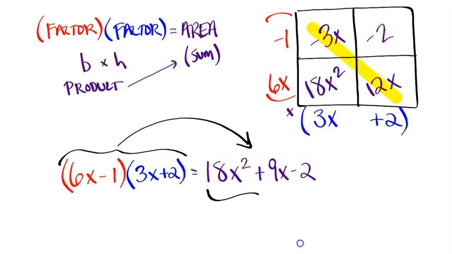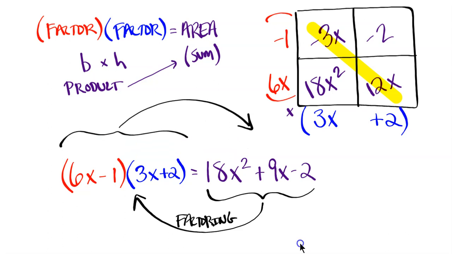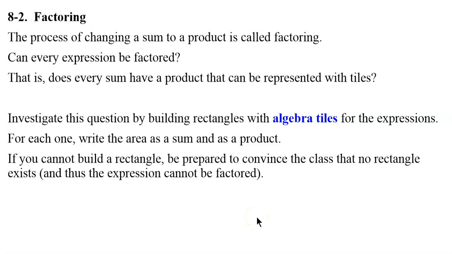Now what we're going to do is we're going to go this way, and that is what we mean by factoring. We're not going to worry so much about going from the base times the height to get the area. We're now given the area, and we're going to find the base and the height. So we're going to be working these backwards. The process of changing a sum to a product is called factoring.